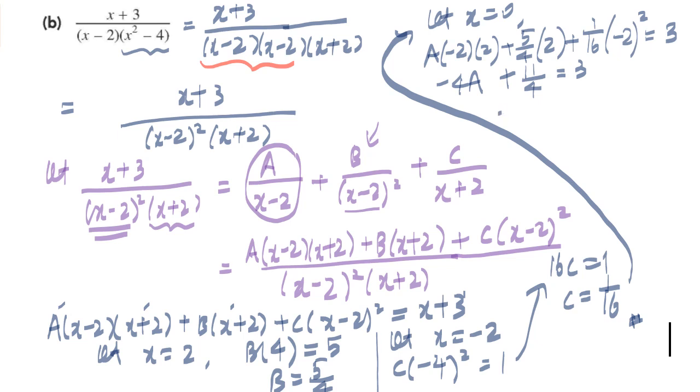Alright, so negative 4a will be 3 minus 11 over 4. And that will give you 1/4. So a will be negative 1 over 16. Alright, so we found all our values of a, b, and c. Right, so now we can put them into our partial fractions.